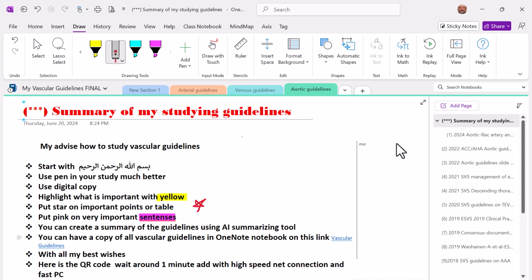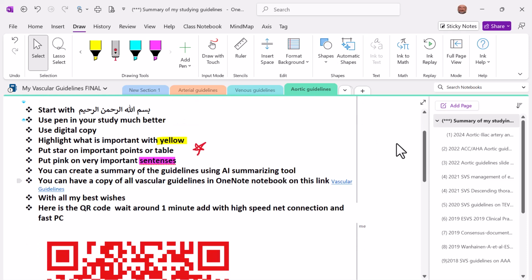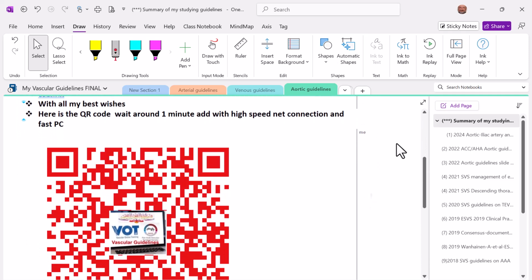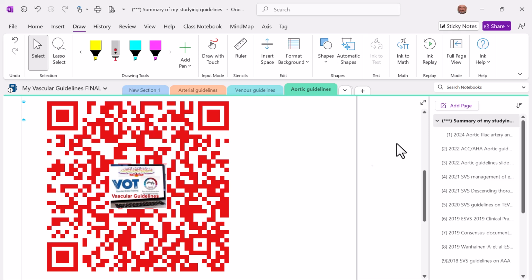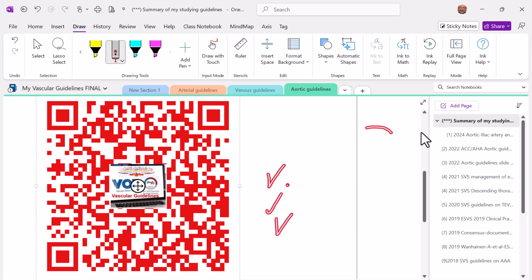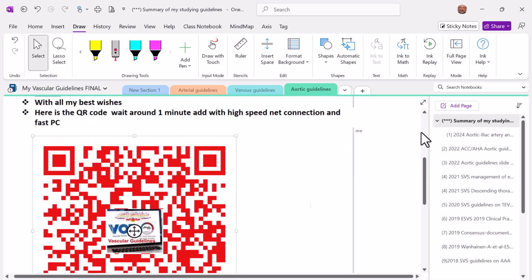Here is one notebook which contains all vascular guidelines, so you don't need to search over the web or anything like that. So this is the QR code. If you stop the video at this stage and point your mobile app at this QR code, you will be downloading all the guidelines available for vascular surgery.